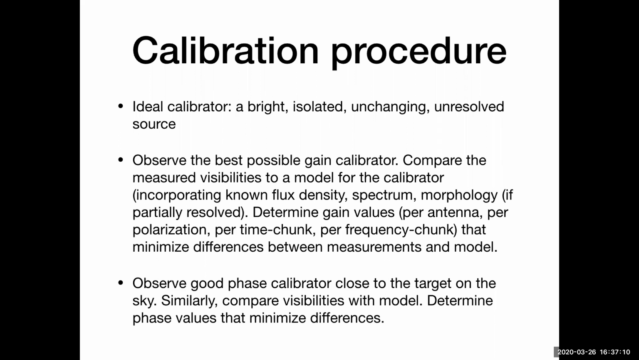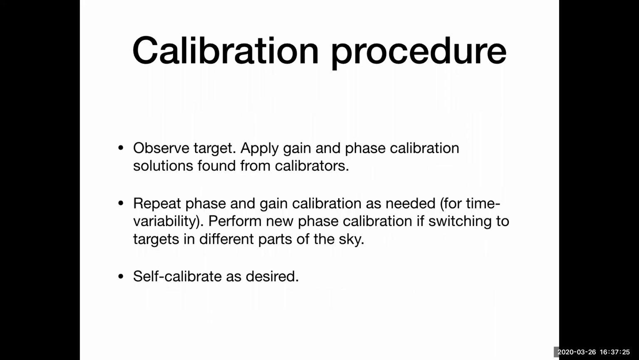And so you go through the same process of trying to optimize the phase values by finding the best solutions to the Jones phase parameters. And so once you've gone through that part of the process, you can observe the target and take the gain and phase solutions that you found from your calibrators and apply those to your target data.